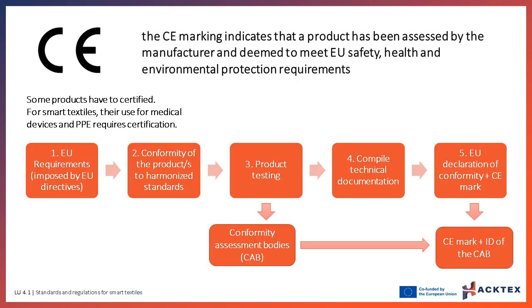An important aspect of regulations concerning certain applications is the need to certify such products. Certification is attested by the CE marking that indicates that a product has been assessed by the manufacturer and deemed to meet EU safety, health and environmental protection requirements. It is required for products manufactured anywhere in the world that are then marketed in the EU. The steps needed by a manufacturer to receive the CE certification are presented in the figure.